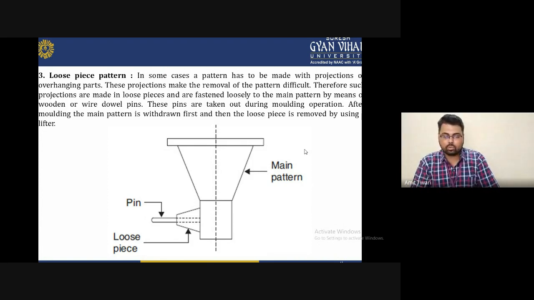So this is the diagram I'm showing here. You can see three sections. First, the upper portion, the large section, is the main pattern. The middle portion is the pin, and the low taper section is the loose pattern. So whenever you keep the pattern loose, you can easily fill the molten metal into the mold, and we can easily construct this type of pattern.